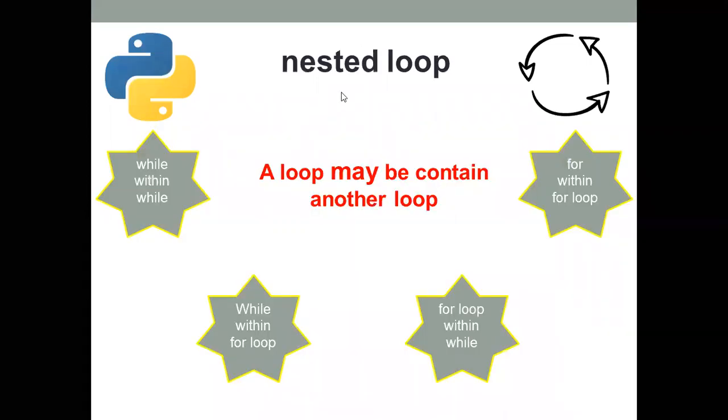The next is nested loop. It means one loop contains another loop. The loop may be a while loop or a for loop. Any combination of these is called a nested loop. A while loop can contain another while loop, a while loop can contain a for loop, a for loop can contain a while loop, or a for loop can contain a for loop. So there are 4 types of looping. This is called the nested loop.